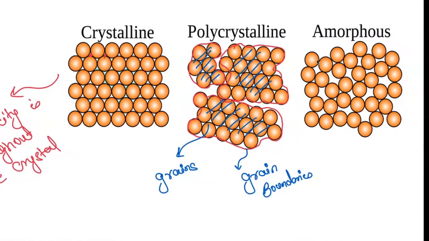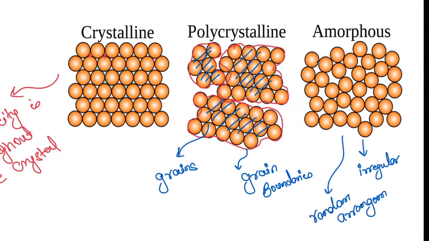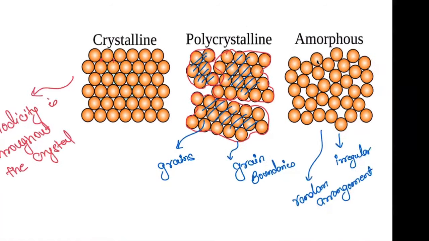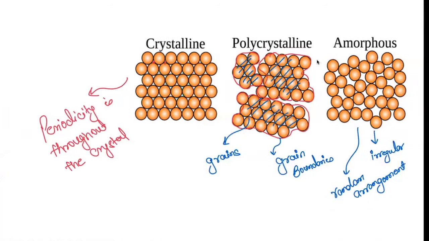But if you see the amorphous solid here, we cannot find any boundary, right? So this is irregular. It is irregular, right? So it is a completely random arrangement. This is the basic difference between the three. In the single crystal, it is the same throughout the crystal. In polycrystalline, we get to see chunks of periodic clusters, or we can say grains. In amorphous, it is a completely random arrangement, right? So I guess this is clear. Okay.